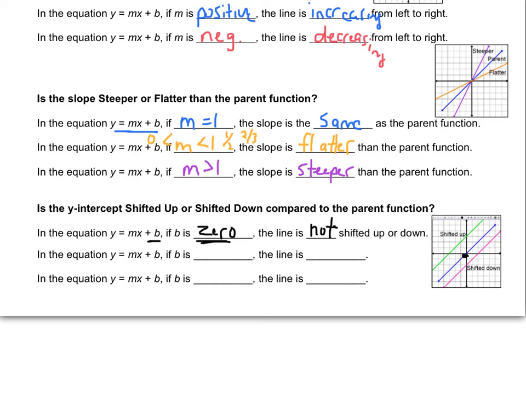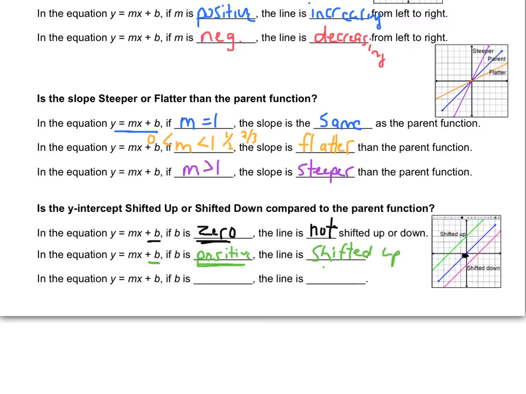If in the equation the b is positive, so it's bigger than 0, then you can see that the line will be shifted up. It'll be just shifted up to whatever the y-intercept is. So the line is, I guess I should write that in there, the line is shifted up. So write that down. If the b is positive and bigger than 0, then it's shifted up.